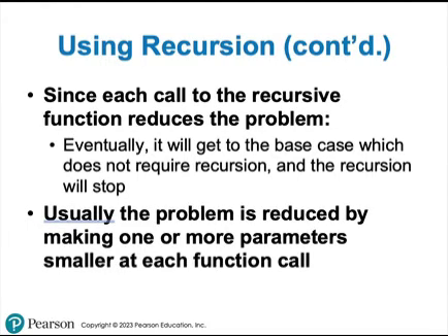Basically, each call to a recursive function reduces the problem until we get to a point that the recursion will stop. Typically what happens, not always, but typically, we have an argument that is decreasing or increasing in value until we get to a certain value.